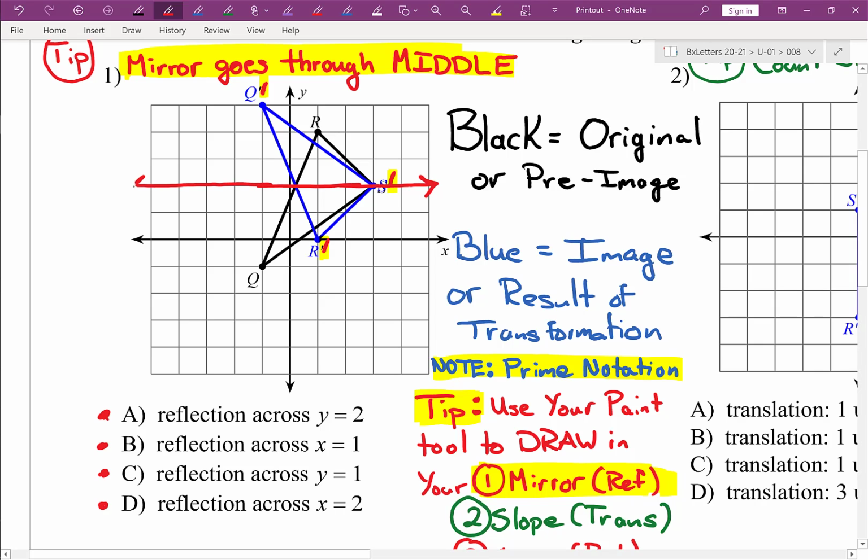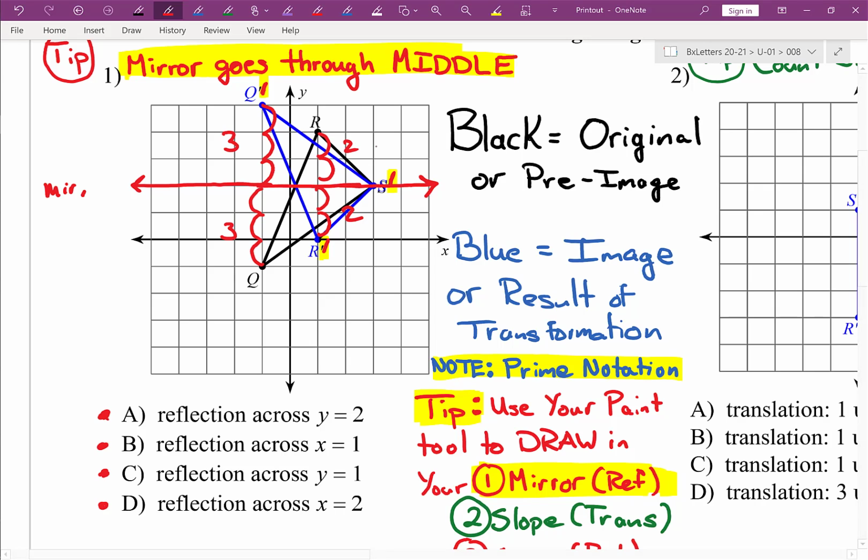You just want to draw in what you think is the mirror, and then you can check by counting boxes. If that really is my mirror, then Q is 1, 2, 3 boxes to the mirror. Its image will be 1, 2, 3 boxes away from the mirror. Same thing with R. They'll be the same distance. So if R prime is 2 away, its image, or the original, will be 2 away. That's how you can verify that that's the mirror.